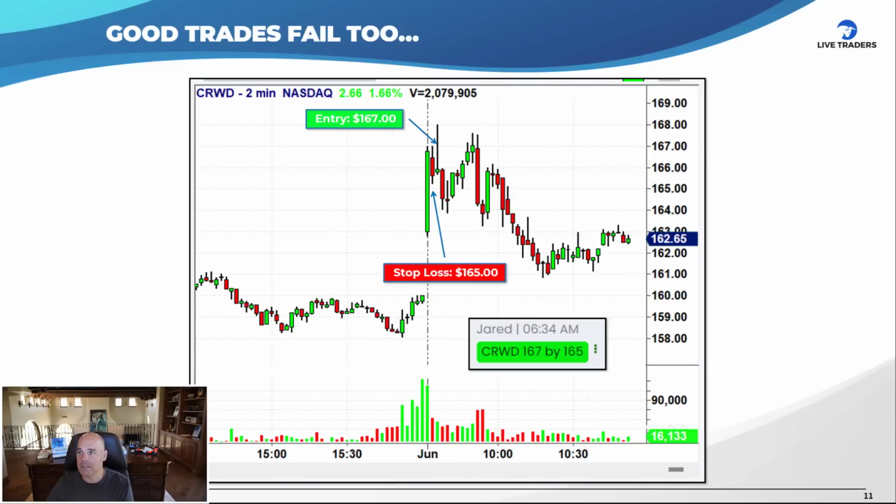What about this? This is a damn nice 3-bar play on CRWD today. Wide bar, narrow bar, pops up a half of an R. Guess what? Didn't matter what stop loss you used. You want to use under the bar number 2? Stopped out. You want to use under low of the day? Stopped out. Sometimes it doesn't matter. Okay?